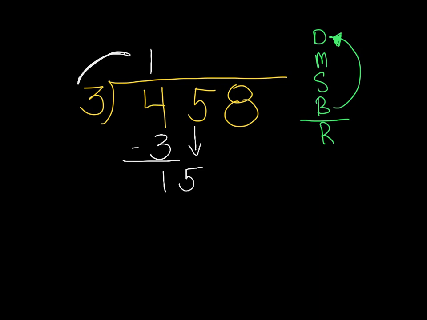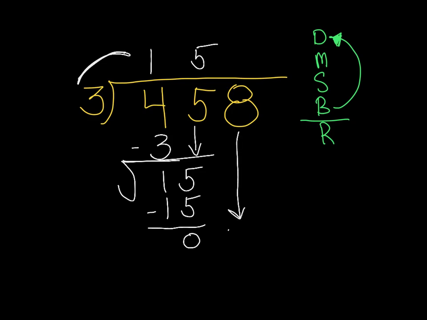Dad tells us to go into 3, goes into 15 5 times. 5 times 3 is 15. Sister tells us to subtract, and we get 0. Then we have another number that we need to bring down. So we need to bring down our brother, which is an 8. 3 goes into 8. How many times? The closest we can get is 2. 2 times 3 gives us 6. And the sister tells us to subtract.